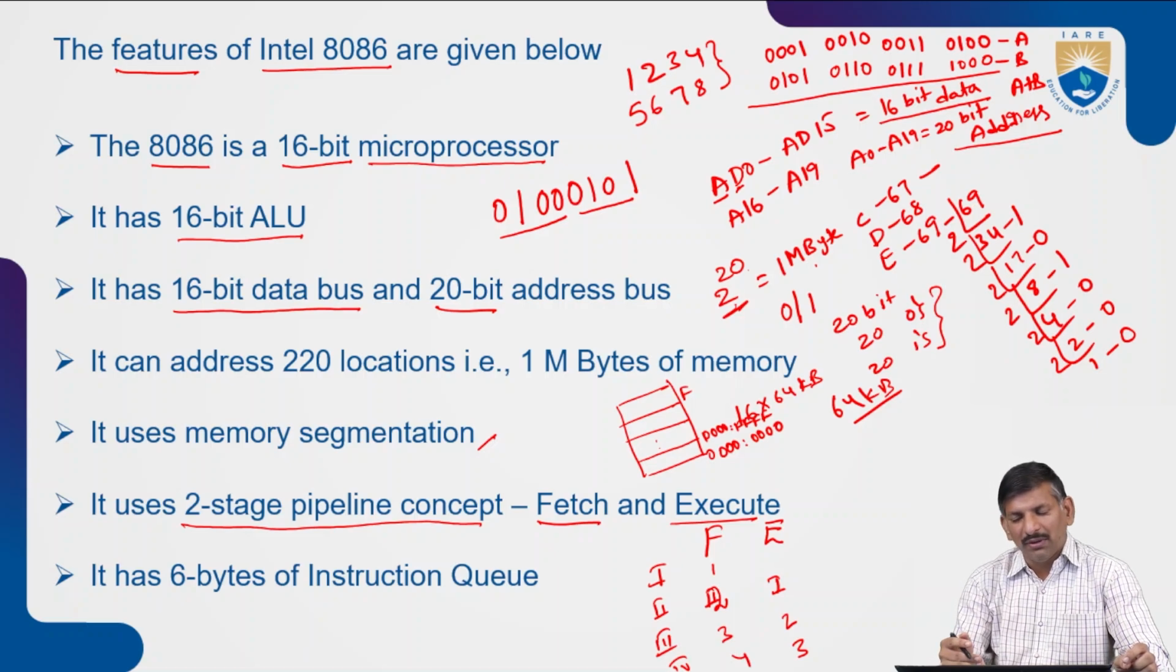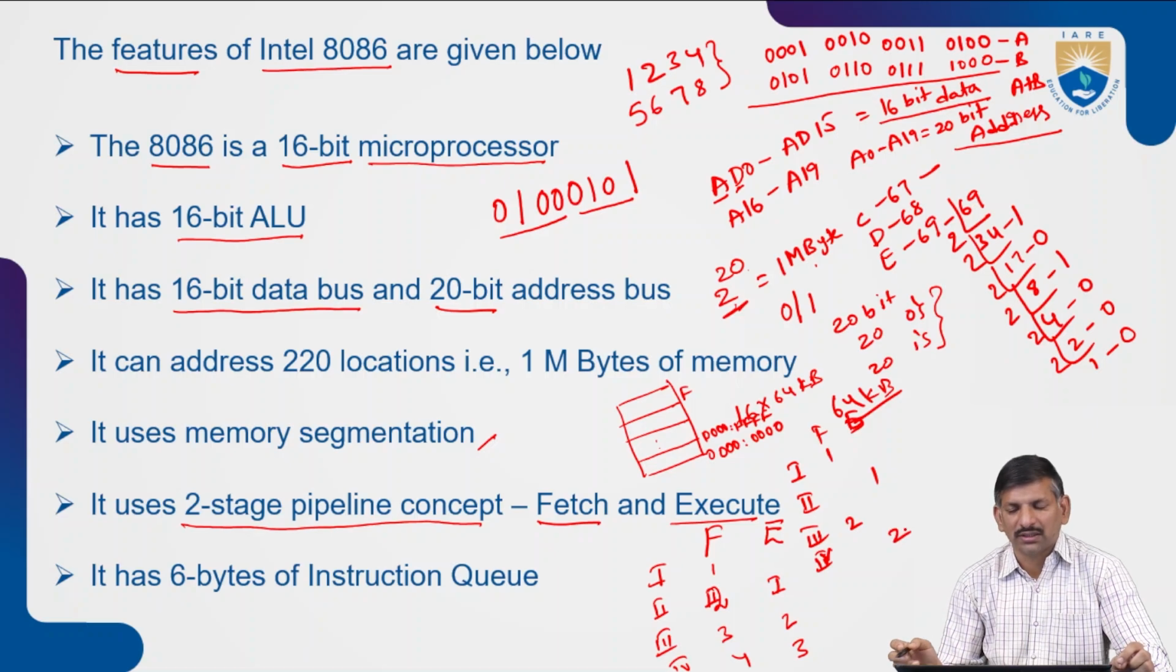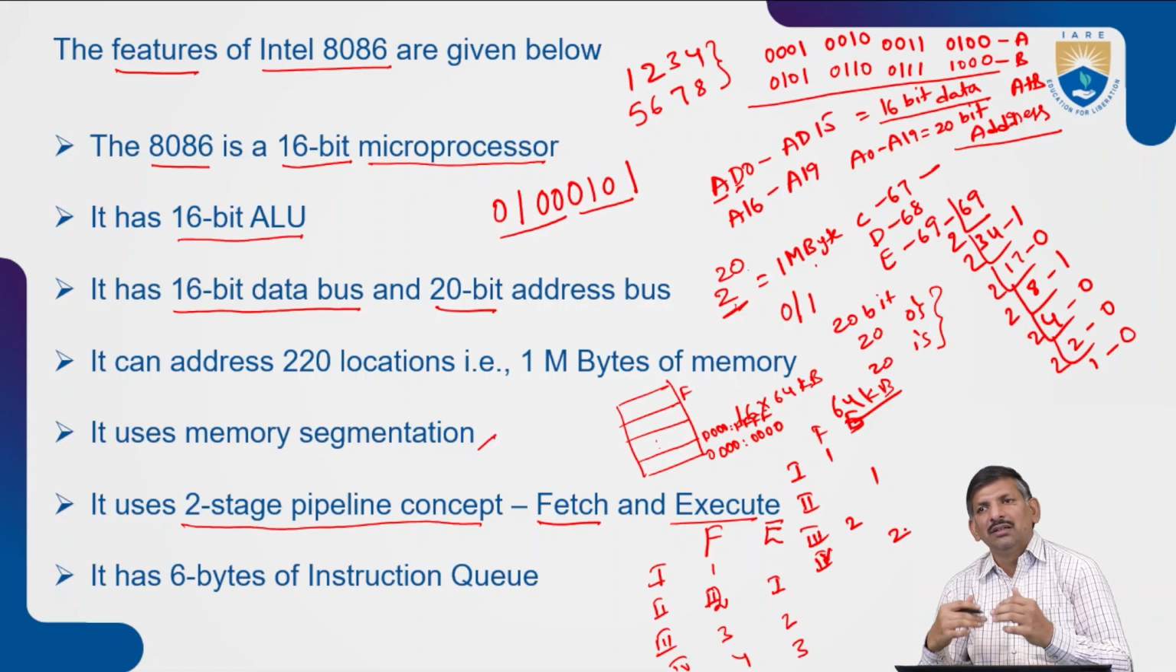Suppose you are doing the same operation individually. In the first clock cycle, fetch the first instruction. In the second clock cycle, execute the first instruction. In the third clock cycle, fetch the second instruction. In the fourth clock cycle, execute the second instruction. Like that, based on the number of instructions.